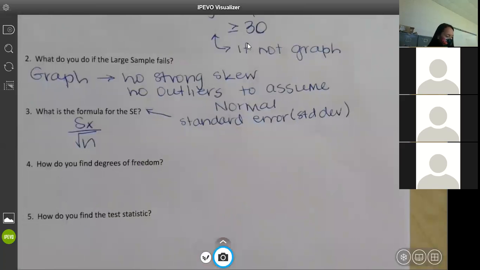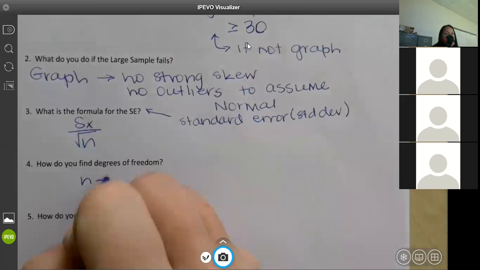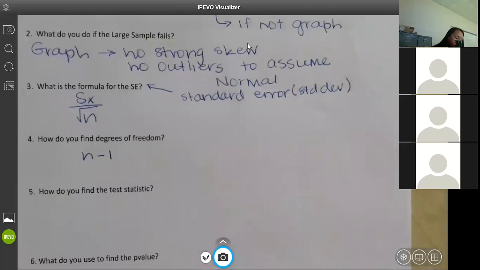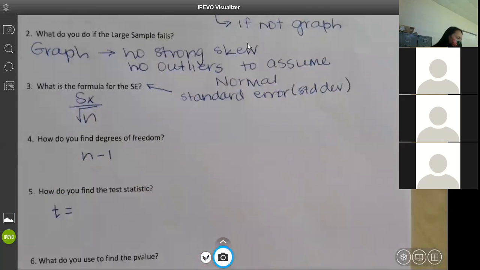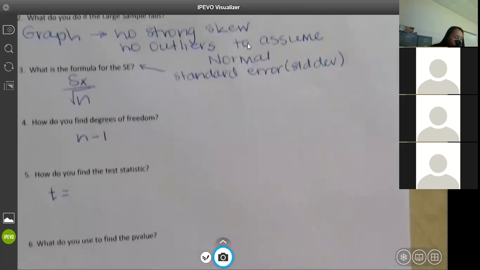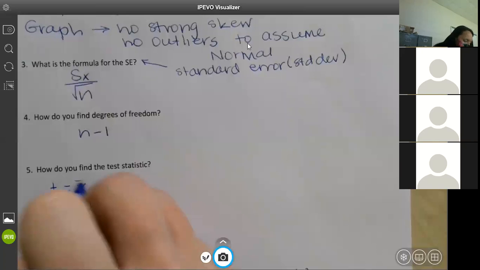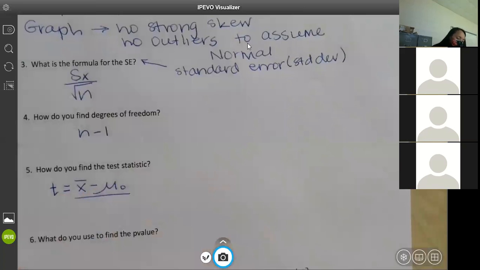How do you find degrees of freedom? N minus 1. On this one, how do you find the test statistic? It is a t. So what's your formula on this one? Sample mean minus the mean that it gave you, over your standard deviation that we just wrote down.